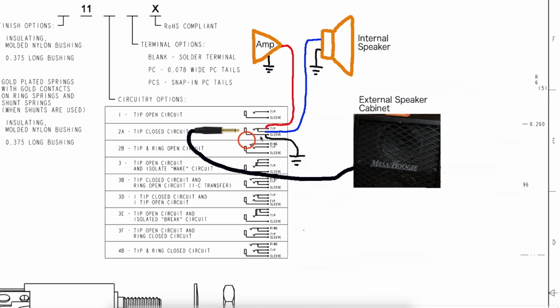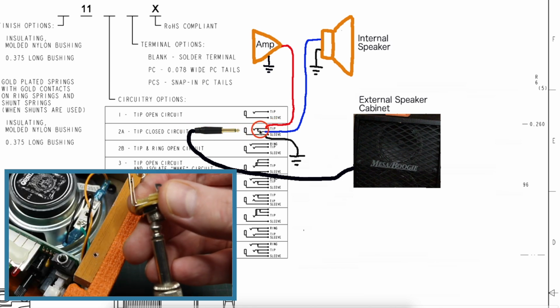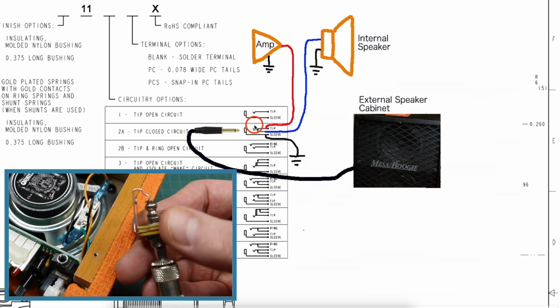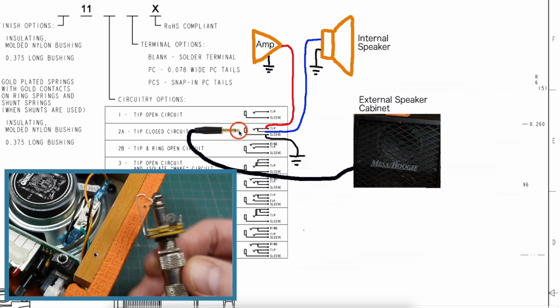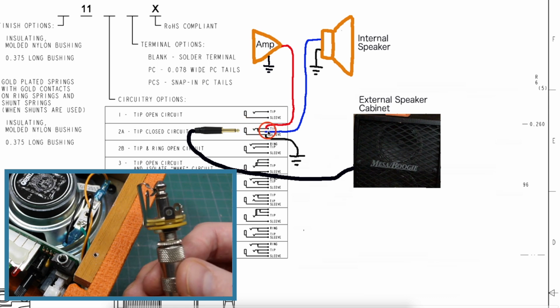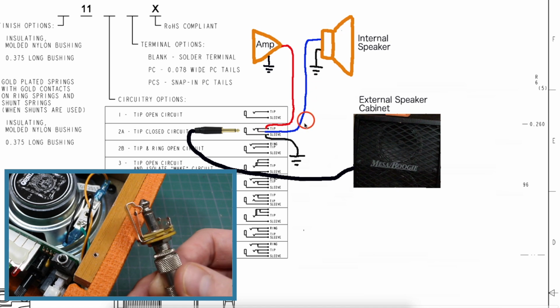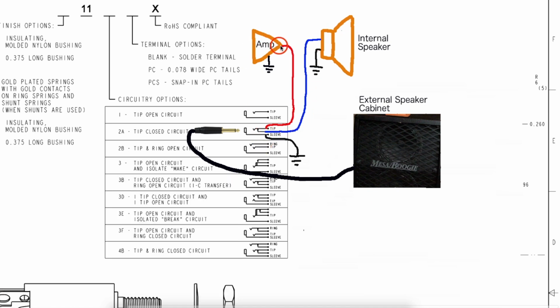With nothing plugged in, the amplifier output is still connected straight to the internal speaker as normal. But if we plug in an external speaker cabinet, this tip contact springs away, makes contact with this plug tip, and breaks contact with this internal speaker terminal. So now the amplifier output goes only to this external speaker cabinet. And that's how we can just have the one jack, and it automatically switches between internal or external speaker.